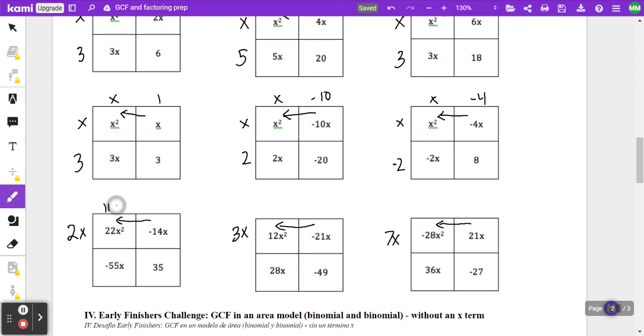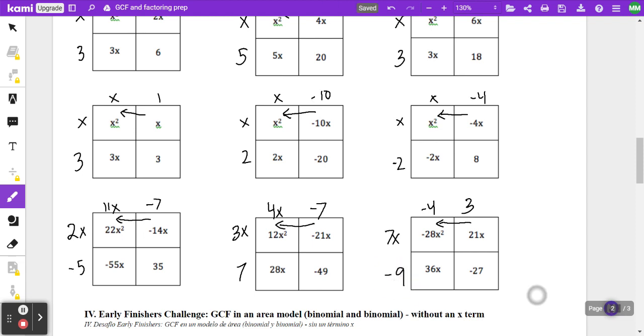Okay, 11x, since 11 times 2 is 22. Negative 7, since negative 7 times 2 is negative 14. Negative 5, since negative 5 times 11 is negative 55. 4x, negative 7. What's 4 times 7? Yeah, that works. 7 times negative 4 gets you negative 28. 7 times 3 is 21. Negative 4 times negative 9 is 36.